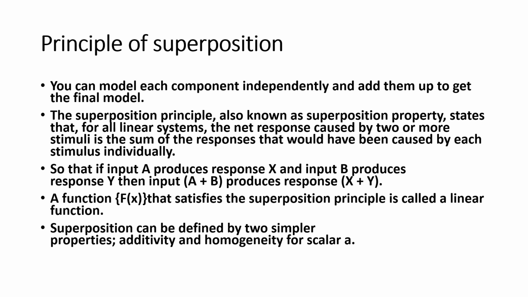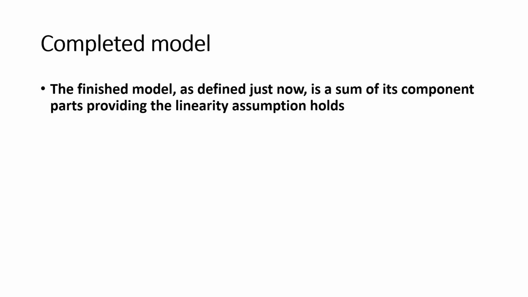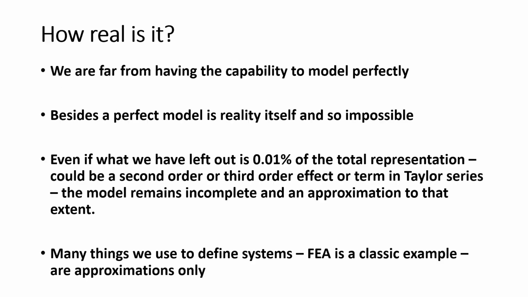Now, one of the most useful aspects of modeling is what we call the principle of superposition. The principle of superposition is very easy. As long as things are linear in a system, there is no nonlinear behavior, then if an input A produces a response X and an input B produces a response Y, then an input A plus B produces the response X plus Y. Knowing the two independently is equal to knowing the two combined. Any function that satisfies the superposition principle is called a linear function. Very, very simply put, superposition is defined by additivity and homogeneity for scalar functions. The finished model, as defined just now, is the sum of its component parts, providing the linearity assumption holds.